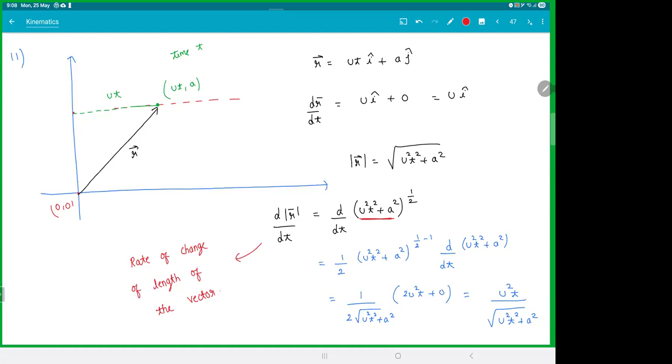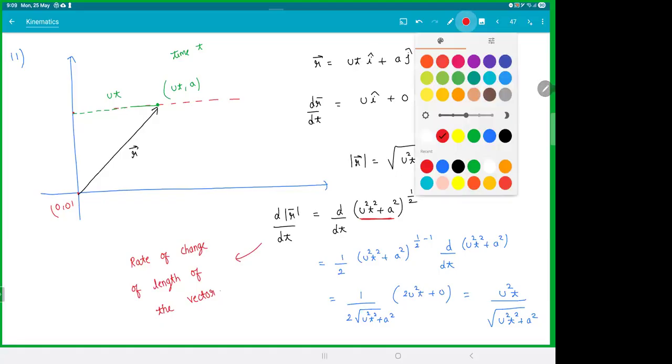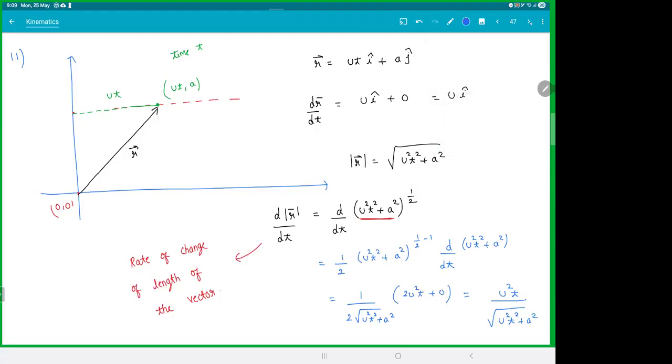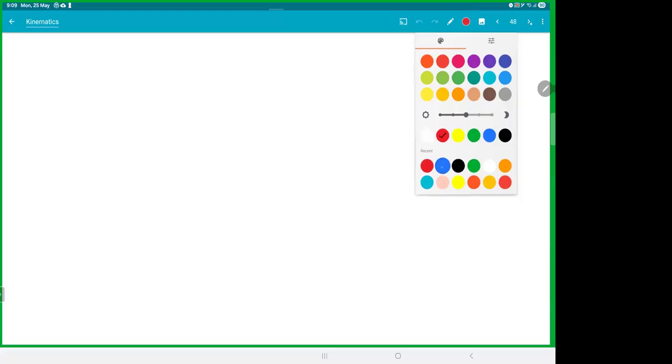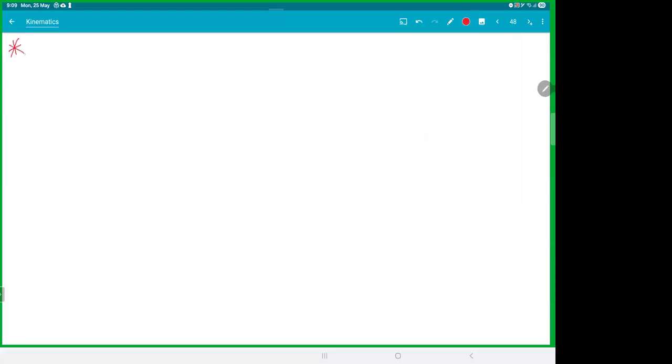All clear with this? Now, let's try to understand the meaning of this. This will be very important. If at all they ask you what is d mod r by dt later on, if you understand actually what they're asking, what it means, it actually becomes quite easy. You can skip all this differentiation and get an answer much faster if you understand what it means. So let's discuss that. I'll put a star for this.